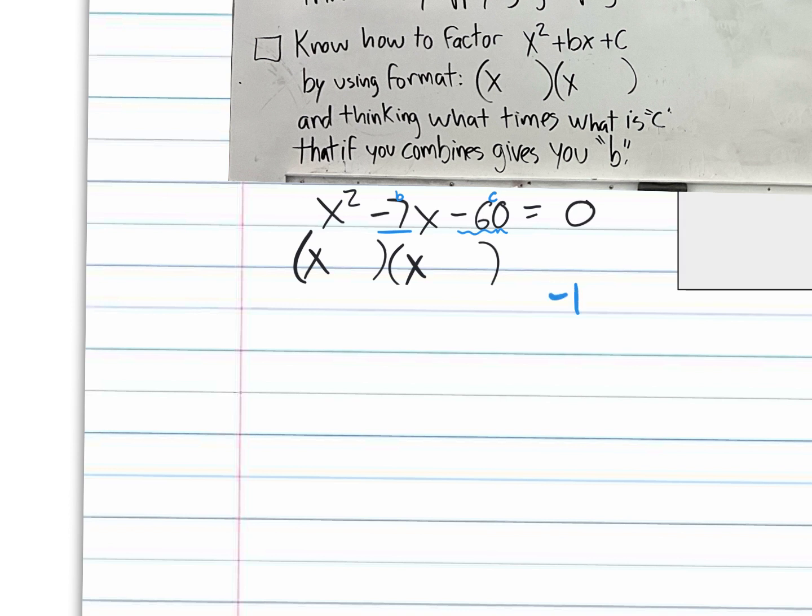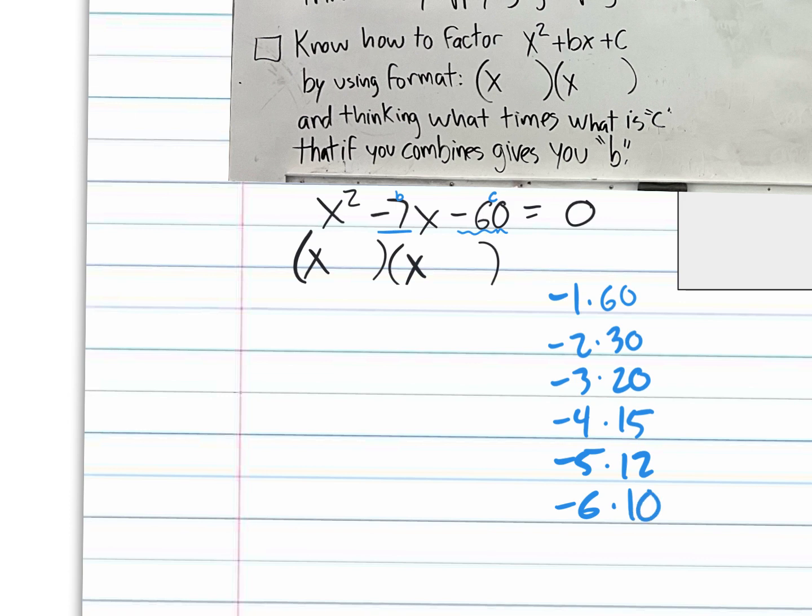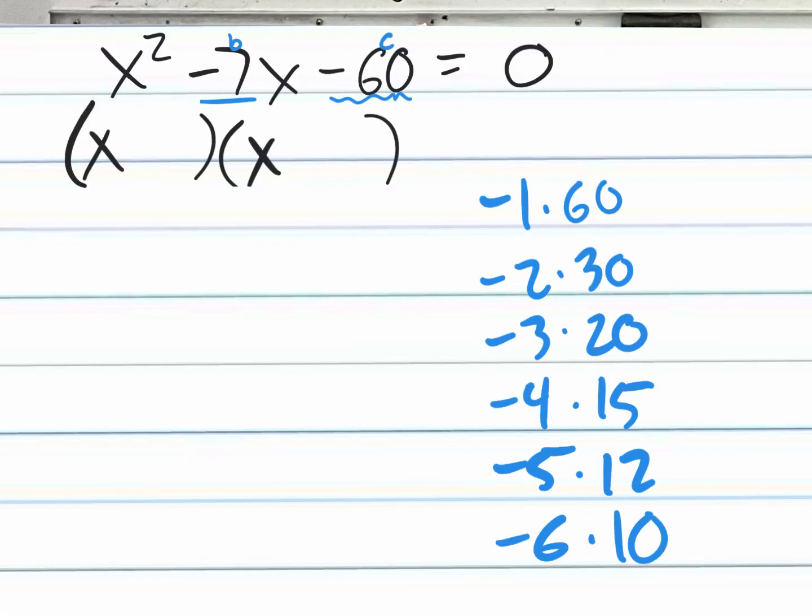So negative 1 times 60, negative 2 times 30, negative 3 times, and if you're totally lost, get a calculator and go negative 60 divided by negative 3, it'll tell you 20. Negative 60 divided by negative 4, it'll tell you 15. Negative 60 divided by negative 5, that'll be 12. Negative 60 divided by negative 6, that'll be 10. And that's all the possible combos, right?